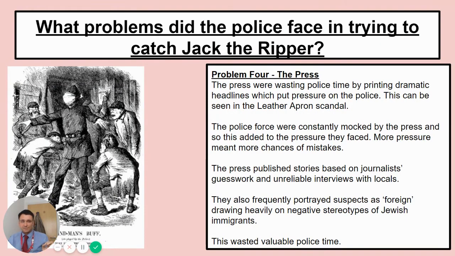So, the press. The press published stories based on journalist guesswork and unreliable interviews. They were putting the police under pressure, and the more pressure they put the police under, the more chance of them making mistakes. And the newspapers often said suspects were foreign. The newspapers felt that someone from Whitechapel, a local, couldn't possibly have done this. And so they said this is the work of a foreign person, or this is the work of a Jewish immigrant. And so that created more hatred towards the Jews in Whitechapel. The press was saying this without actually having any evidence at all. And of course, all of this wastes valuable police time.